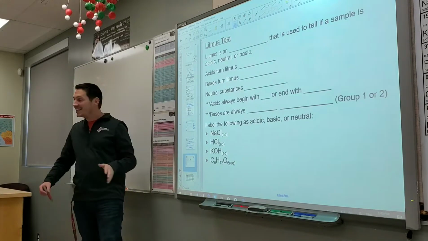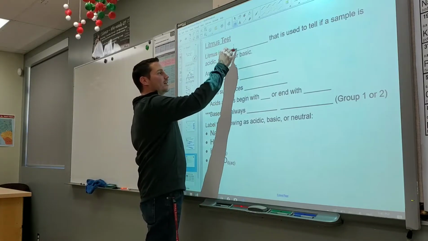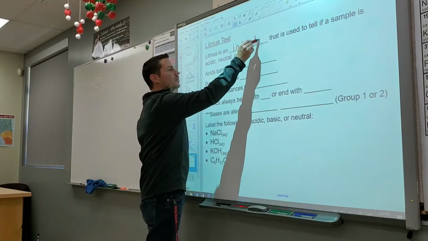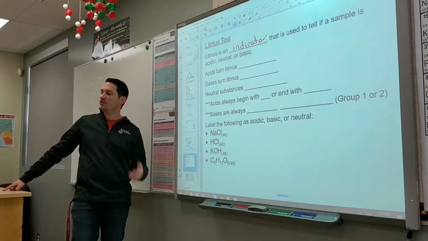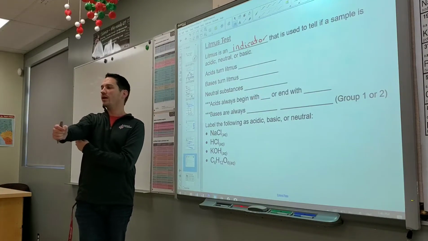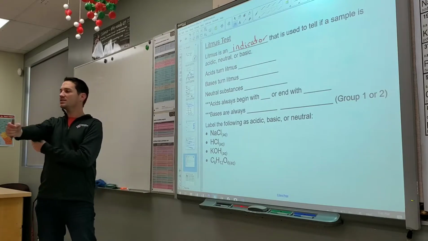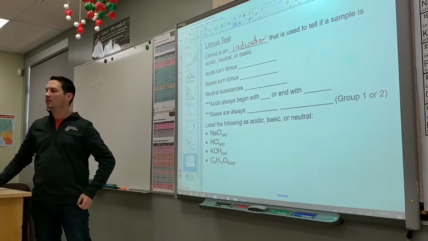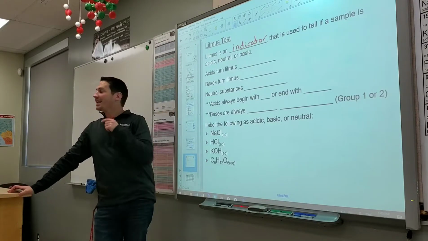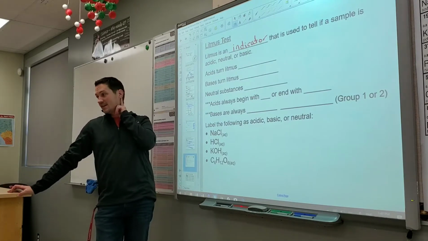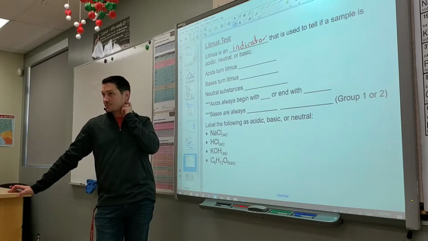Okay, litmus test. A litmus test is an indicator. Is there a review booklet at 5.1? Is there anything that says 5.1 in there? Yeah, okay, there we go. It's an indicator to tell if a sample is acidic, neutral, or basic.